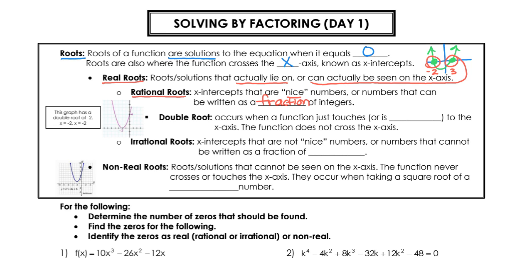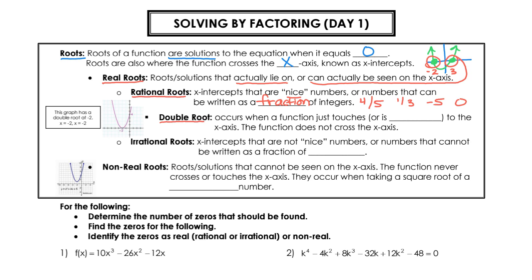of integers. So for instance, -2 could be written as a fraction, -2/1. Rational roots can also be numbers like 4/5. That's a fraction of integers. 1/3. Or they could be whole numbers like -5. That's an integer. They could be 0.